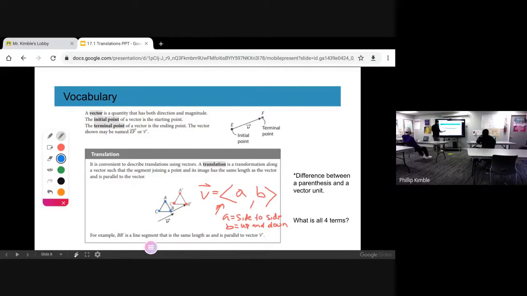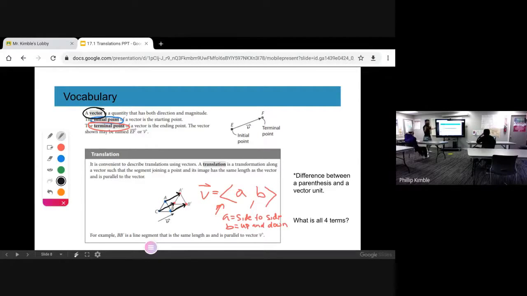So blue, meaning our initial point, is where we started. Then we get these red points, which are now our terminal points. How we got there was our vector, which is parallel to this. So each one is the same exact direction and magnitude. So our vector is what? Same direction, same magnitude.